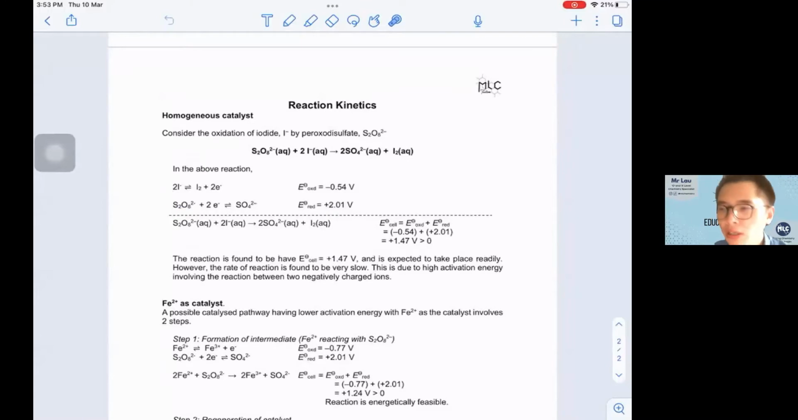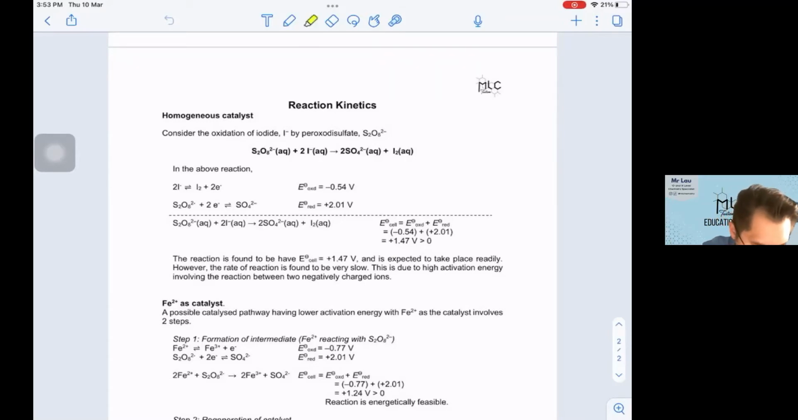It is therefore supposed to be able to happen on its own without any input of energy. So this will be a spontaneous reaction. It will be a feasible reaction. However, this reaction is found to be very slow. So even though it is spontaneous, it's not kinetically feasible.